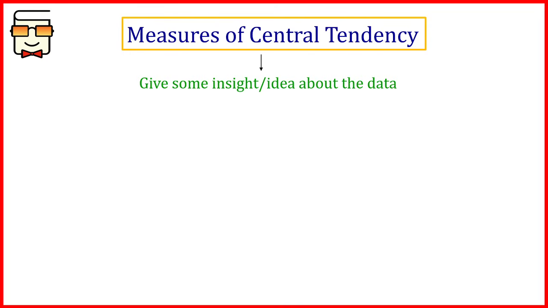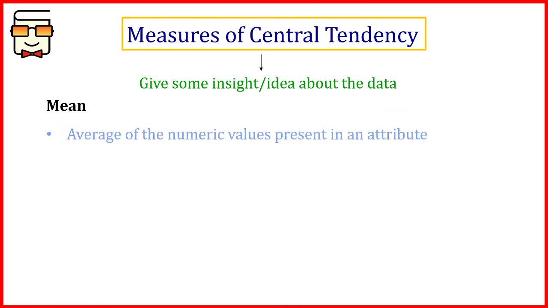So these techniques give an insight or some information about the data, or they give an idea about the data through a single or a few values. So I'll explain this in more detail one by one as we see all the three techniques: mean, median and mode. So what is mean?